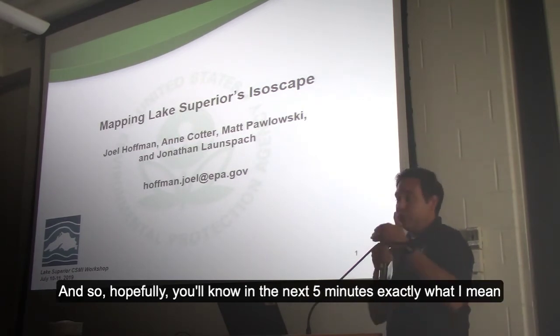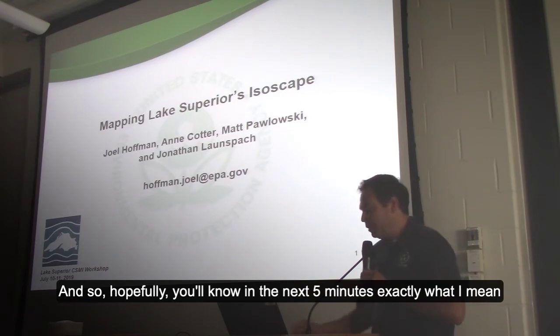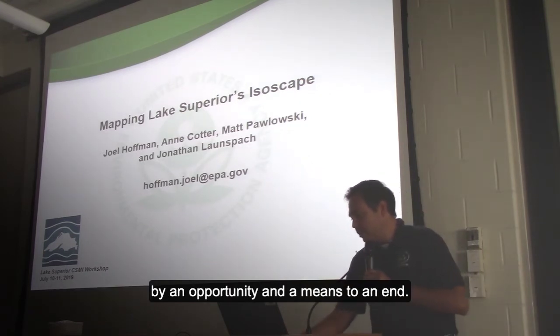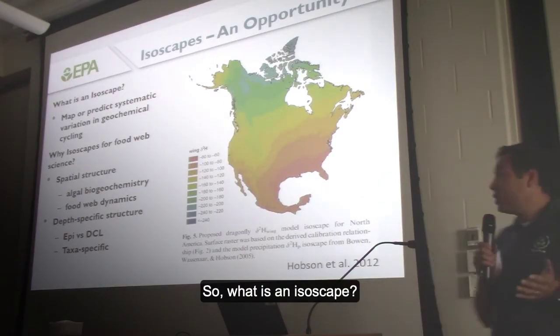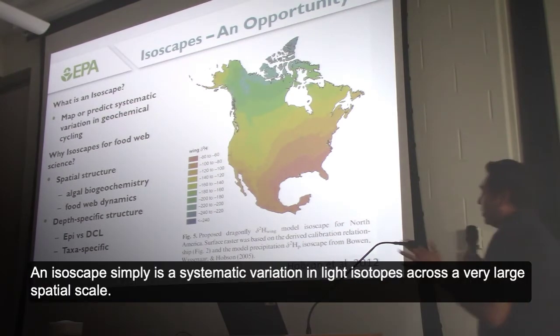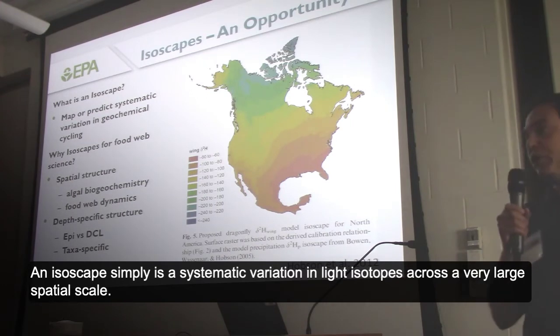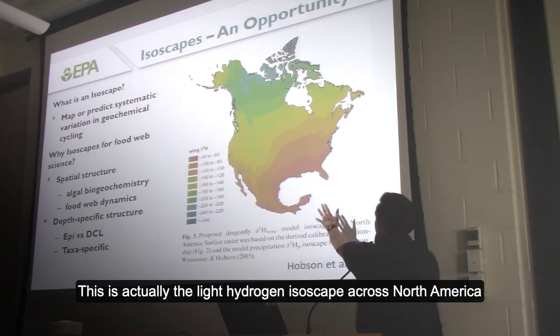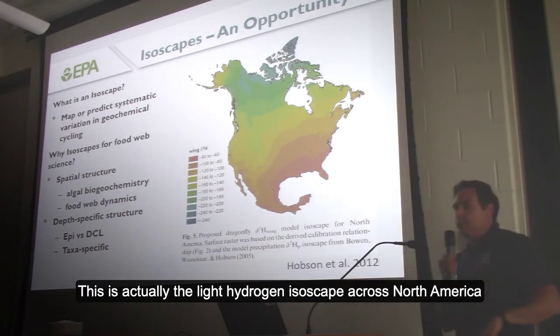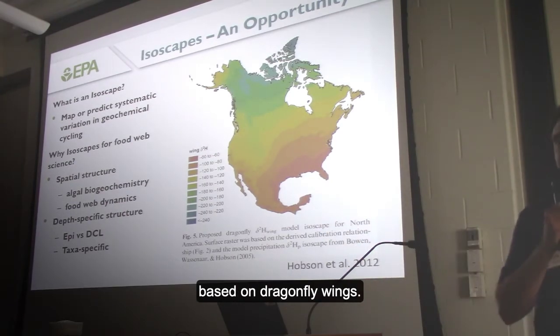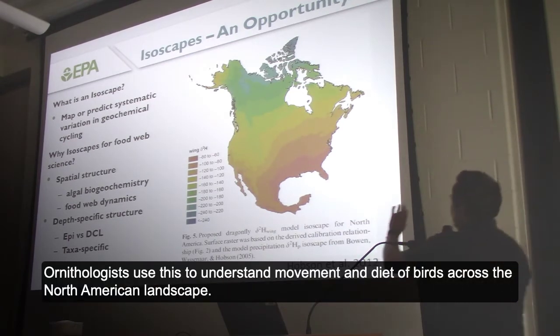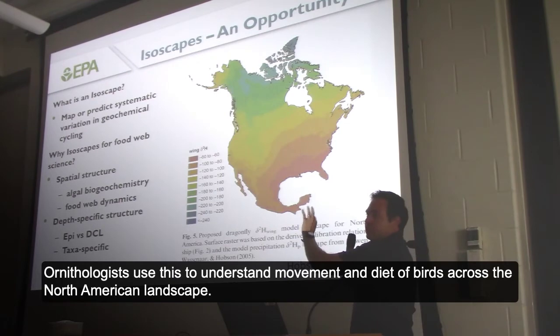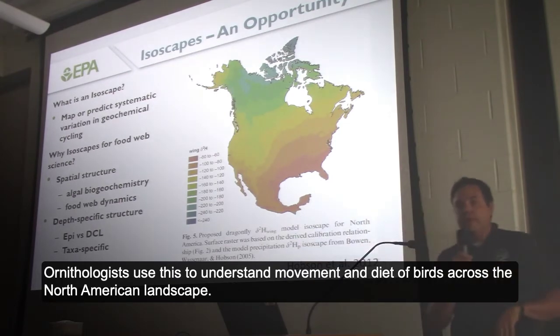And so hopefully I'll illustrate in the next 5 minutes exactly what I mean by an opportunity and a means to an end. So what is an isoscape? An isoscape simply is a systematic variation in light isotopes across a very large spatial scale. I've shown you an example here on the right for North America. This is actually the light hydrogen isoscape across North America based on dragonfly wings. Ornithologists actually use this to understand movement and diet of birds across the North American landscape.